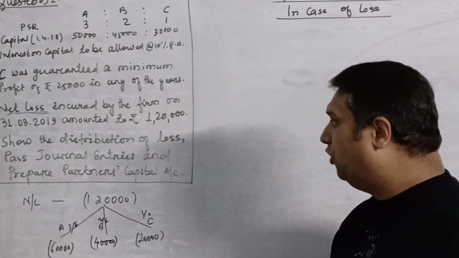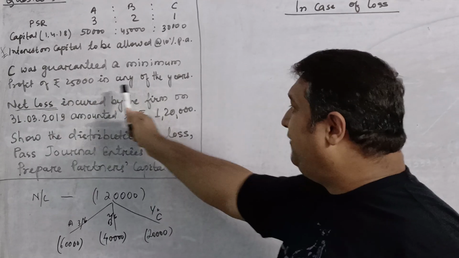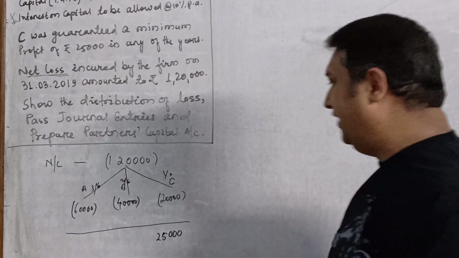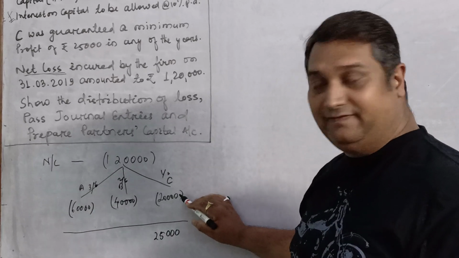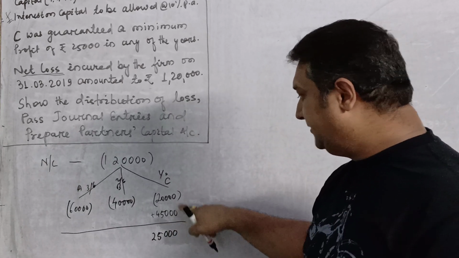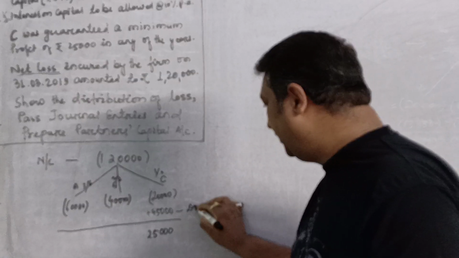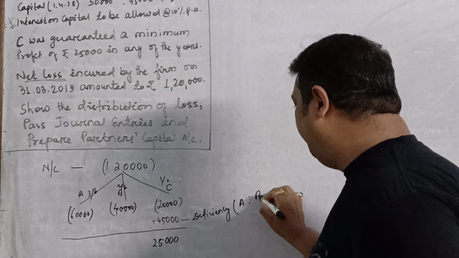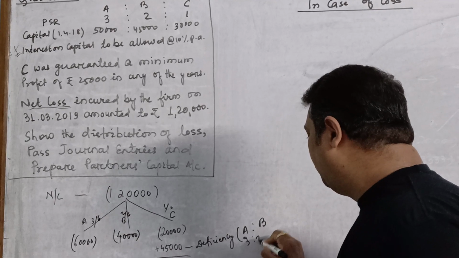Now after distributing the loss, we can understand that there was a guarantee given to C of rupees 25,000. It's a guarantee of profit of rupees 25,000, whereas he is incurring a loss of 20,000. So it clearly shows that if we add 45,000 to this loss, then the amount of profit will become 25,000. This 45,000 is the amount of deficiency which will be shared by A and B in their profit sharing ratio. The profit sharing ratio of A and B is 3:2.